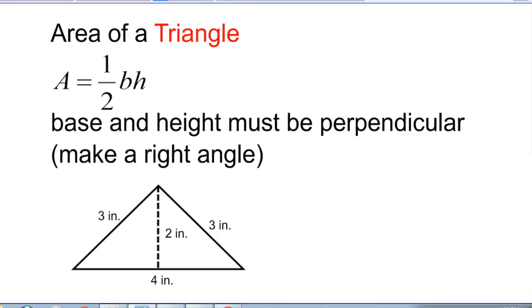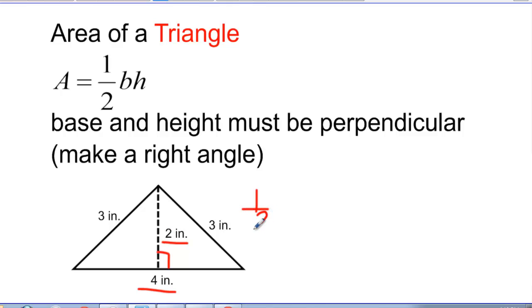For area of a triangle, all triangles are half of some type of parallelogram, so we do 1/2 of base times height, and again, base and height need to be perpendicular, which means they have to make a right angle. So again, I have to look at this and say there are only two lines there that form a right angle. So I have to use that bottom side as my base, and I need to use this dotted line as my height because they form right angles with each other.